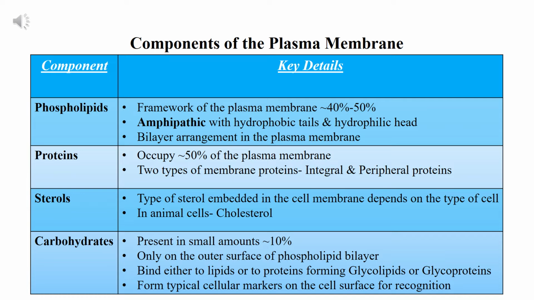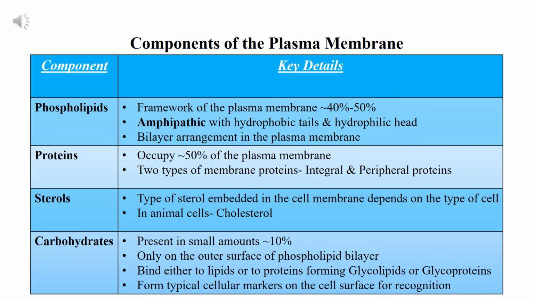Now let's quickly summarize the components of the plasma membrane. Phospholipids, they are the framework of the plasma membrane, occupying almost 40 to 50% of the plasma membrane. They are amphipathic with hydrophilic head and hydrophobic tails. They have a bilayer arrangement inside the plasma membrane. Next component, proteins. They occupy another 50% of the plasma membrane. There are two types of membrane proteins, integral or intrinsic, and peripheral or extrinsic. Sterols. The type of sterol found in the plasma membrane depends on the type of the cell. In case of animal cells, the sterol is cholesterol.